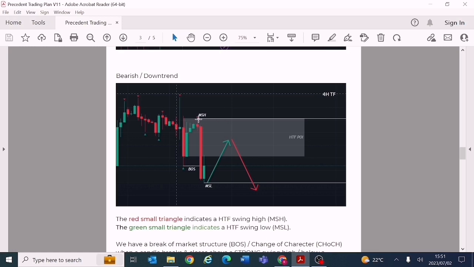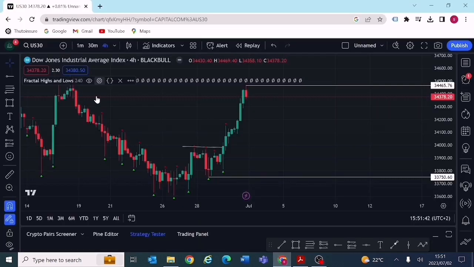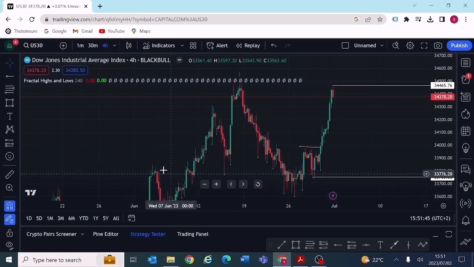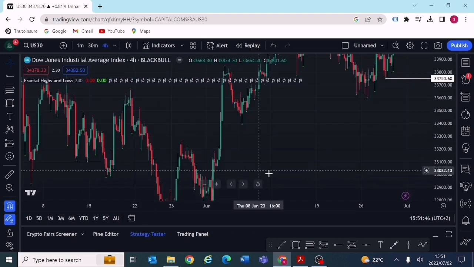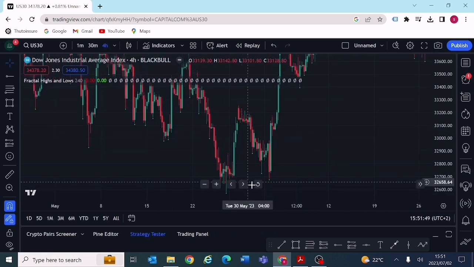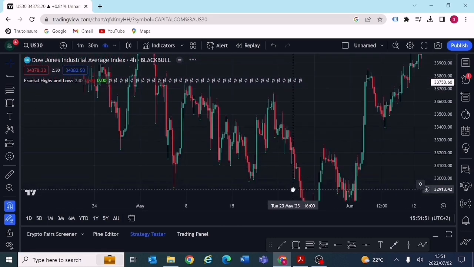You have to wait for the strong high to be broken. If then a strong high is broken, by all means, we are in a buying market. So let's quickly go to the chart and look for a bearish trend here. Let's see, a bearish trend going down.